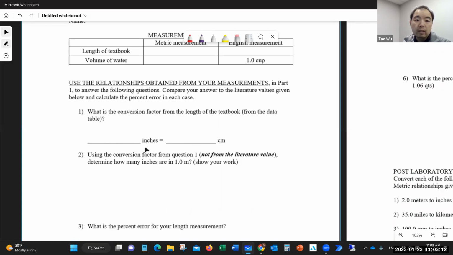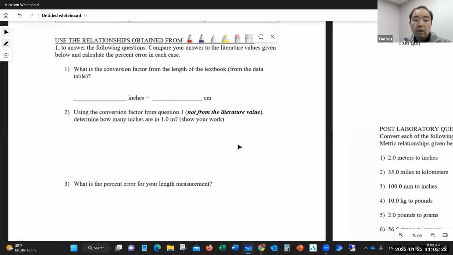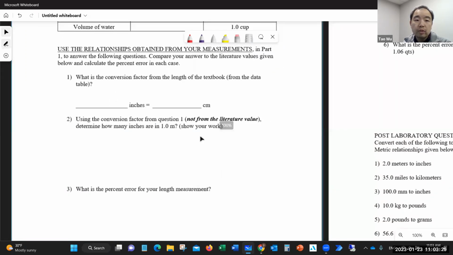So the value in inches on the left side should be equal to the value in centimeters on the right side, right? So now what are you going to do? You're going to calculate, using the conversion factor from question 1, how many inches are in 1.0 meters.